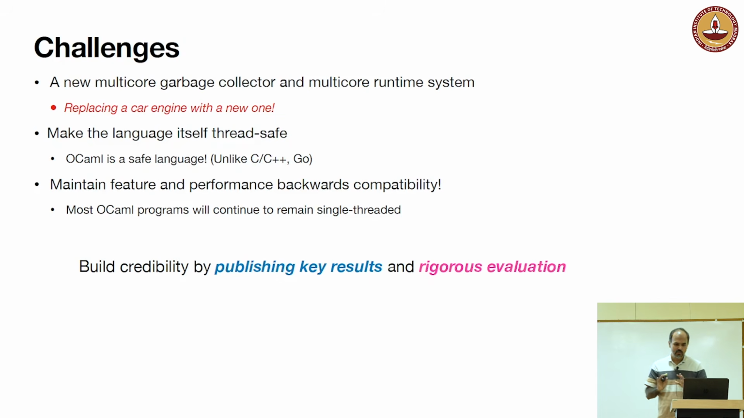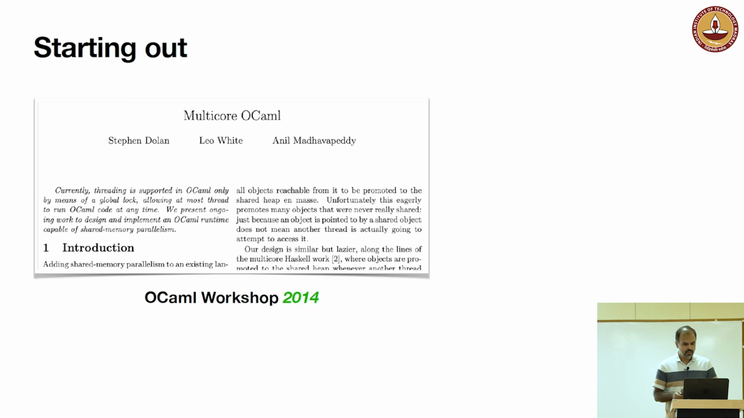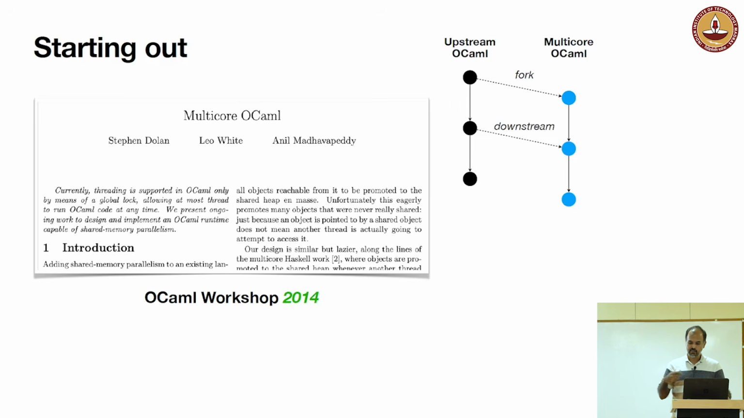So we do similar things, but how do you actually build credibility for the work that we are doing here? The way we did that is by publishing key results. I will tell you why publishing is important here, and a very rigorous evaluation. So we started out in 2014, right? I joined soon after the project was started. Our idea was that we will take the upstream compiler which is on GitHub, fork it, call it multi-core OCaml, and keep developing it and pulling changes from upstream.